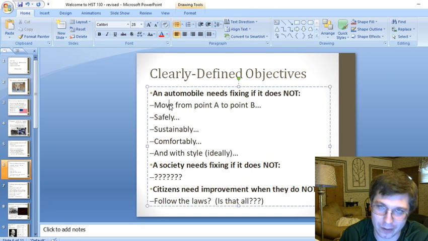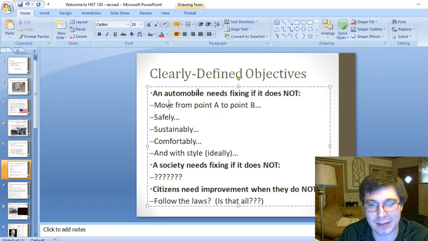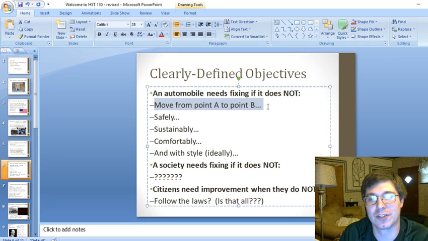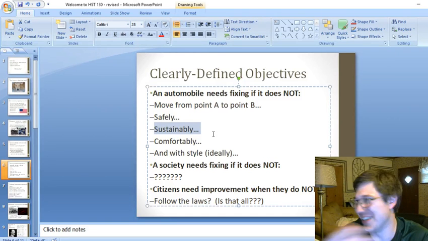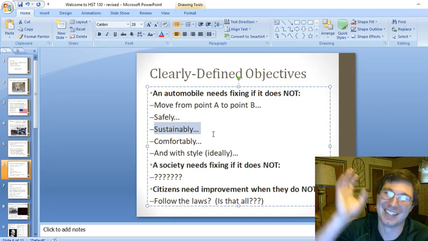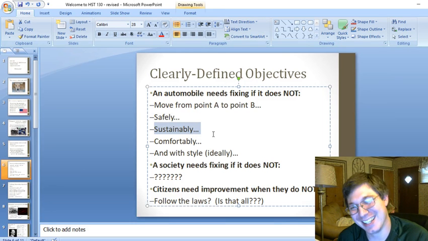Another difference between cars and citizenship is cars have some clearly defined objectives. They're supposed to move us from point A to point B safely, sustainably, where the car's not messing up its engine. You don't go 20,000 miles without changing your oil or something.